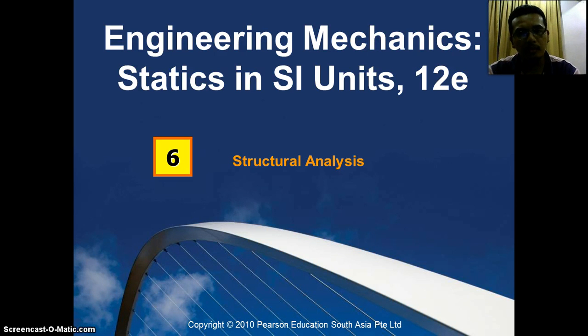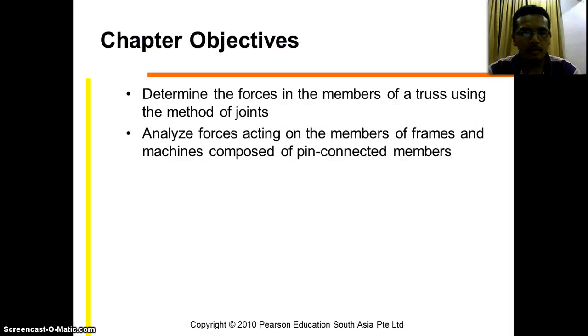So now we move to our new chapter, chapter number 6, structure analysis. In this chapter we have two main objectives. First, to determine the force in the members of a truss using the method of joints, and the second one is to analyze forces acting on the members of frames and machines composed of pin-connected members.